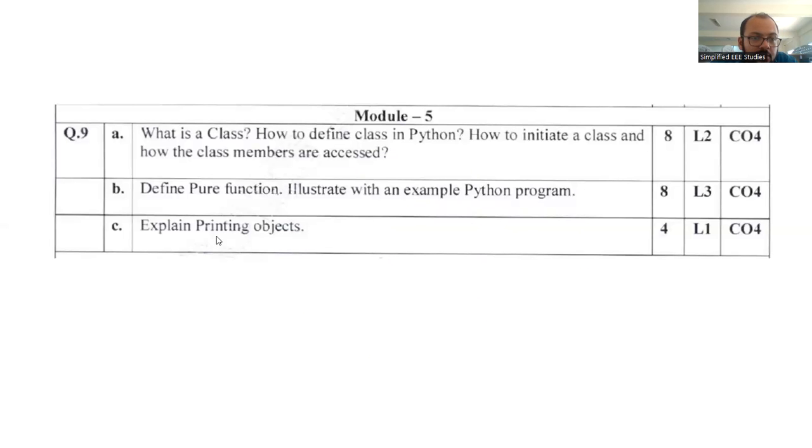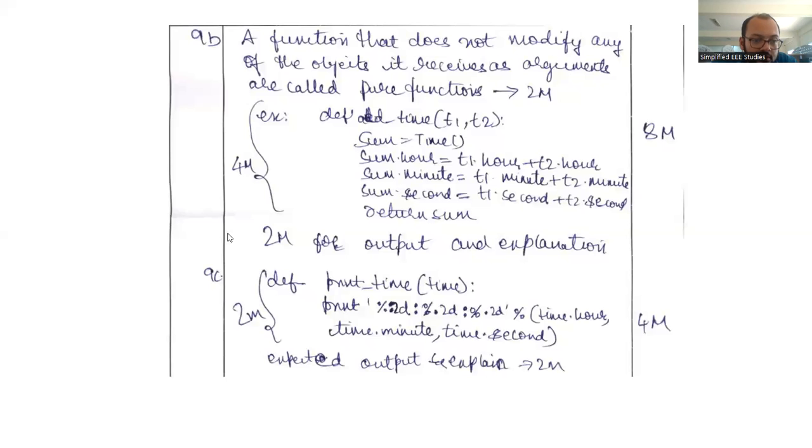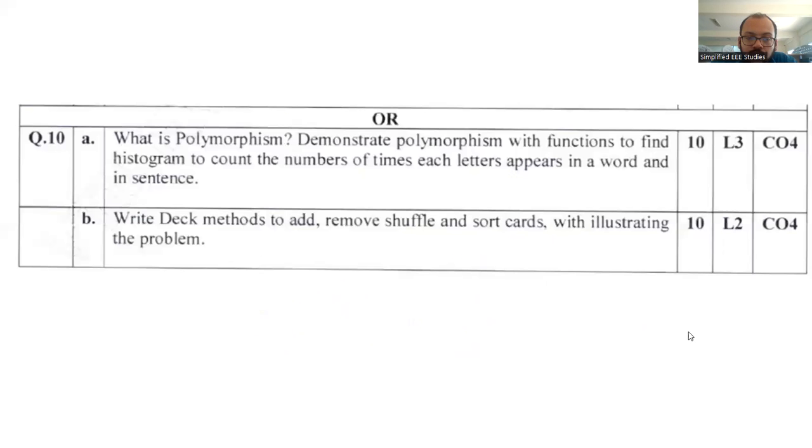Next is question 9C: explain printing objects. You can explain how to print an object in the OOPS concept. The weightage is 4 marks. Then question number 10, which is very important: what is polymorphism? Demonstrate polymorphism with a function to find the histogram, counting the number of times each letter appears in a word or sentence.